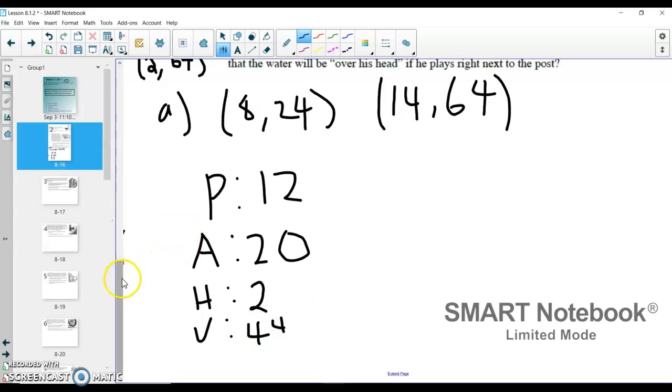So let's talk about this for a second. You can go back to the other method. If you did 24 plus 64, and then divided it by 2 to find the midpoint, you would get 44. Okay? And then you can also say that when you're at 44, which is that midline, 20 more than 44 brings you to 64. 20 less than 44 brings you to 24. So it is the amplitude of this function.